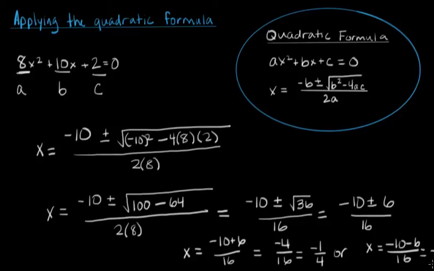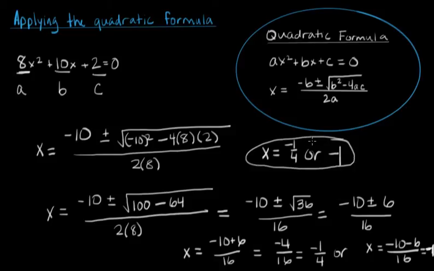is negative 1. Oops, I'm off my screen over here. Let me just make it a little bit smaller here. So this is negative 1. Okay. So x is equal to negative 1/4 or negative 1. Those are my two possibilities that I found using the quadratic formula.